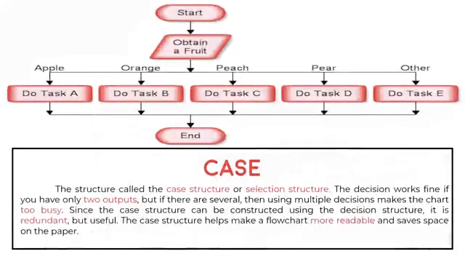Fourth structure is called case or selection structure. The decision works fine if you only have two outputs. But if there are several, then using multiple decisions makes the chart too busy. Since the case structure can be constructed using the decision structure, it is redundant, but useful. The case structure helps make a flowchart more readable and saves space on the paper.